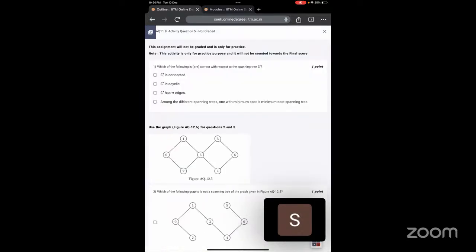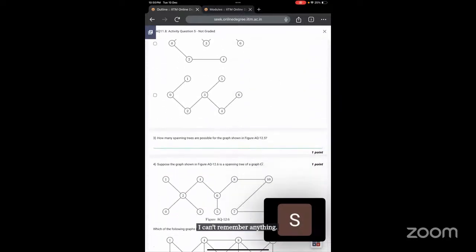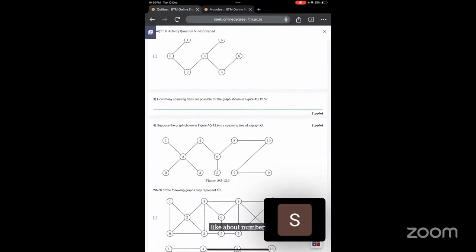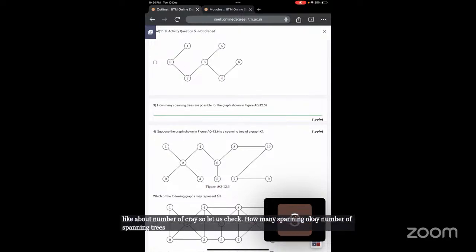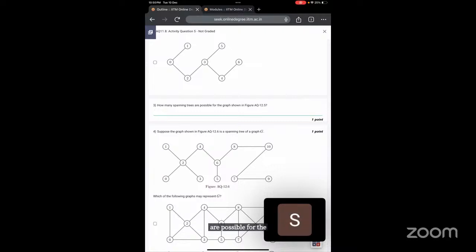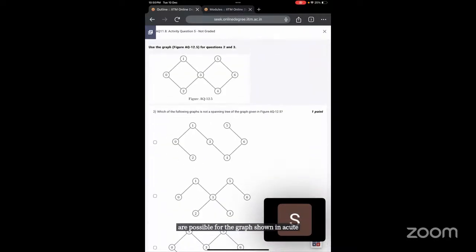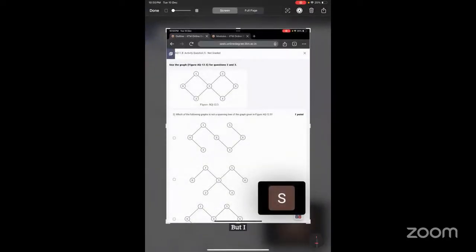I can't remember anything about the number of trees. So let us check: how many spanning trees are possible for the graph shown in question 12.5? That means this one. Yeah, so I drew it, but I got only 6 trees.